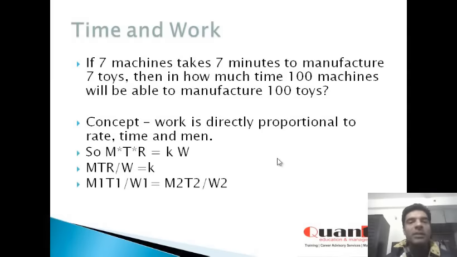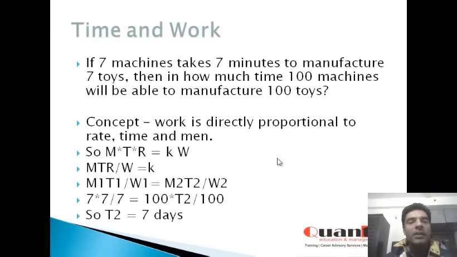So there are 6 parameters, 5 of them are already known. You simply plug this into this formula and you will be able to find the value of T2, which is the time required for manufacturing of 10 toys by 10 machines, and that will come out to be equal to 7 minutes. So it's a simple plug and play formula which can solve this question.